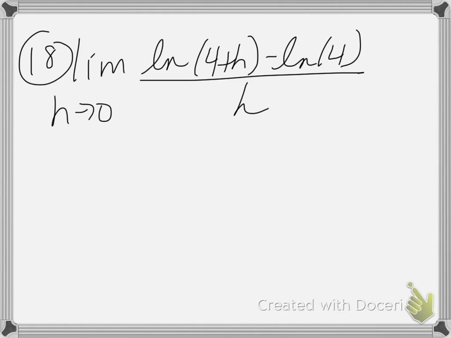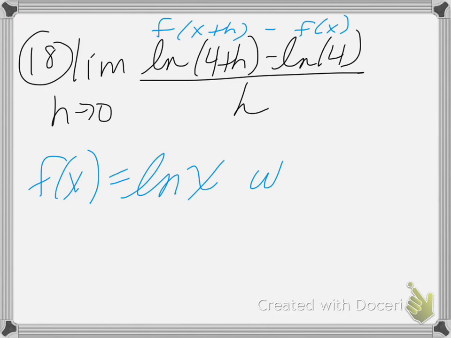Okay, for number 18, this one is supposed to be an easy one. I don't know why everyone had so much trouble with this. This is the definition of the derivative. So you have to consider the limit as h goes to 0 of f of x plus h minus f of x. And you can see it's so clear to see now that f of x has to be ln of 4, but remember you can never use a constant. So f of x must be ln x, where x equals 4.